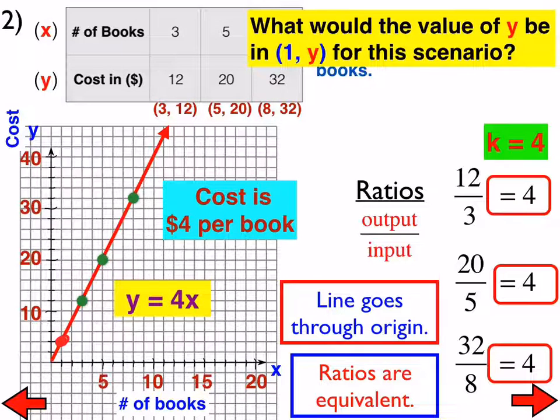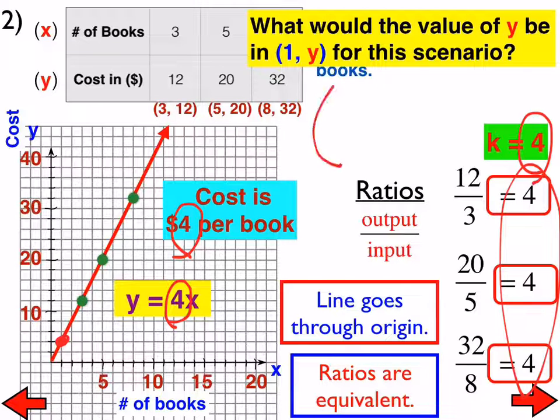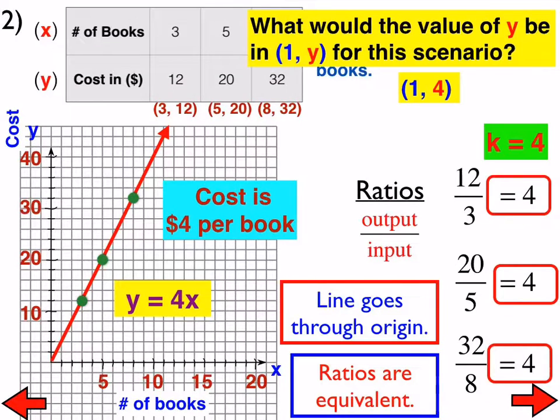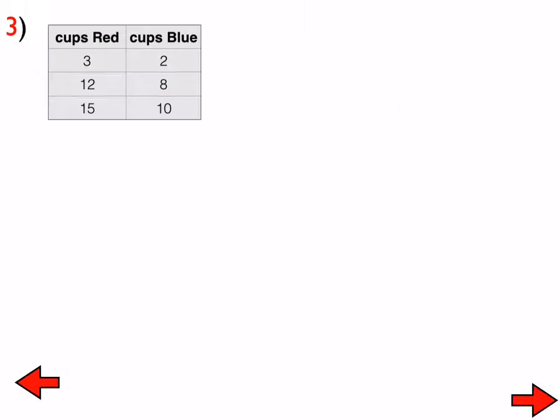But you shouldn't even need to look at your graph. If the constant of proportionality is 4, if the unit rate is $4 per book, once again, if the constant of proportionality is 4, if all the ratios of output over input simplify to 4, then it would be 1, 4. It has to be 1, 4. Okay? All right, so that takes care of number 1. Let's go to number 2.